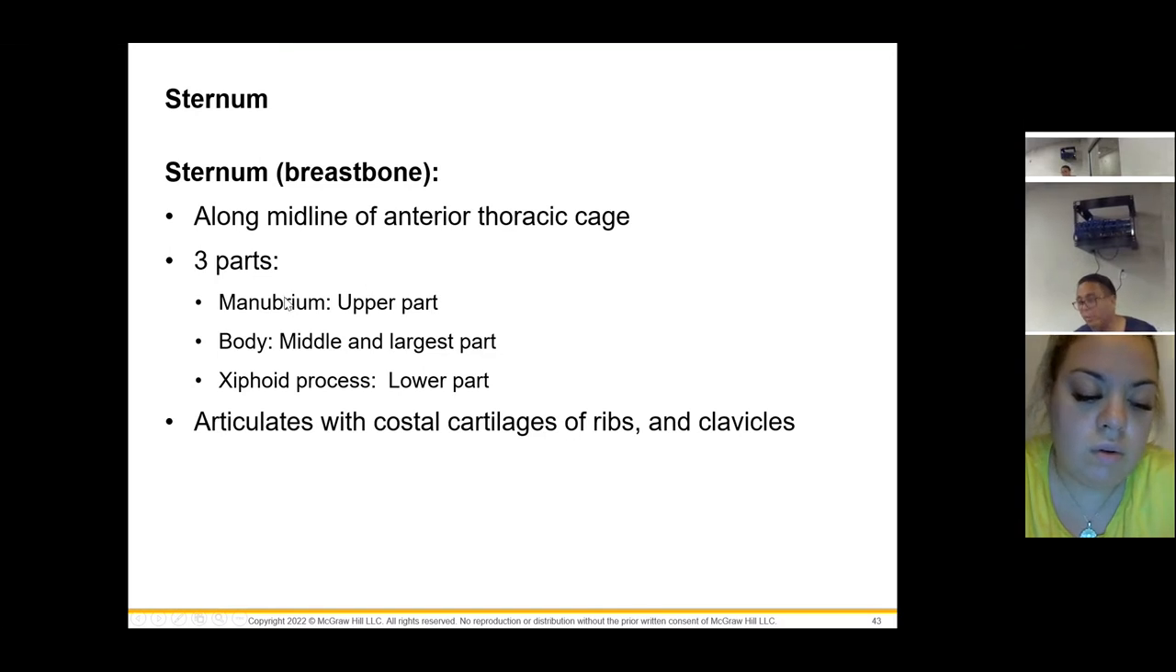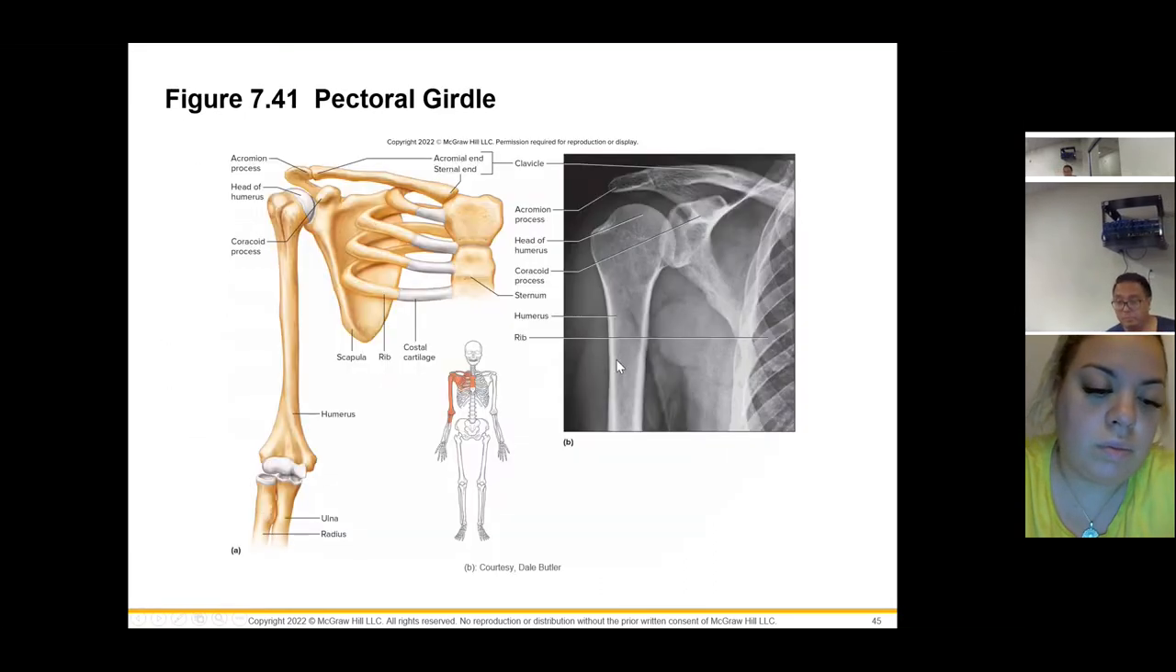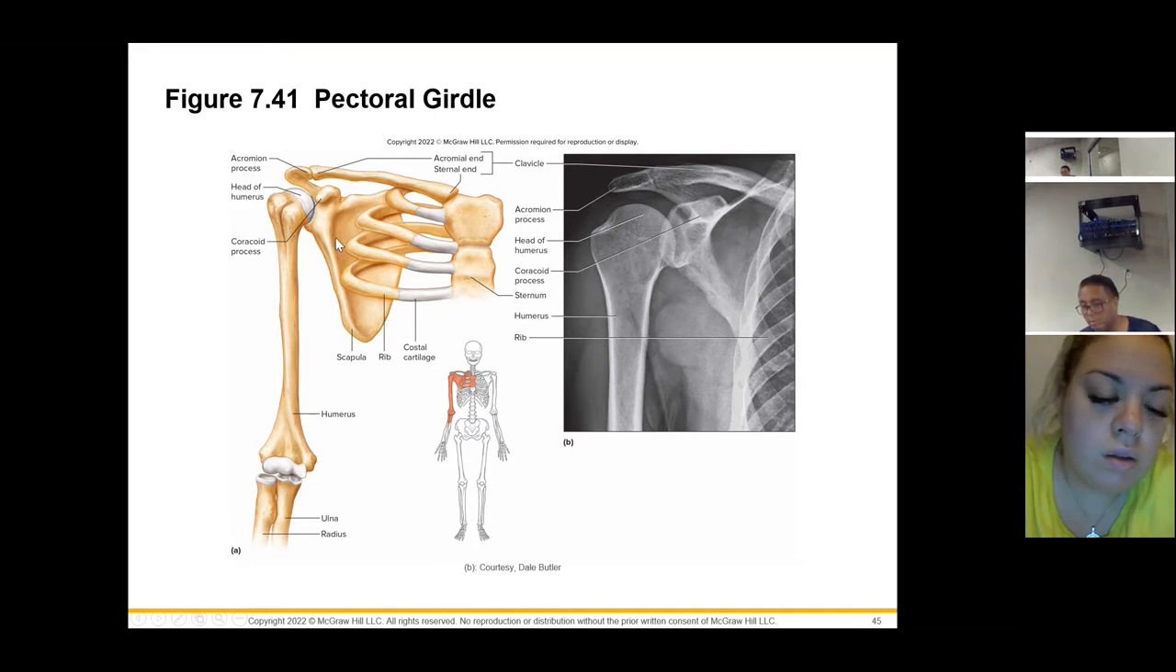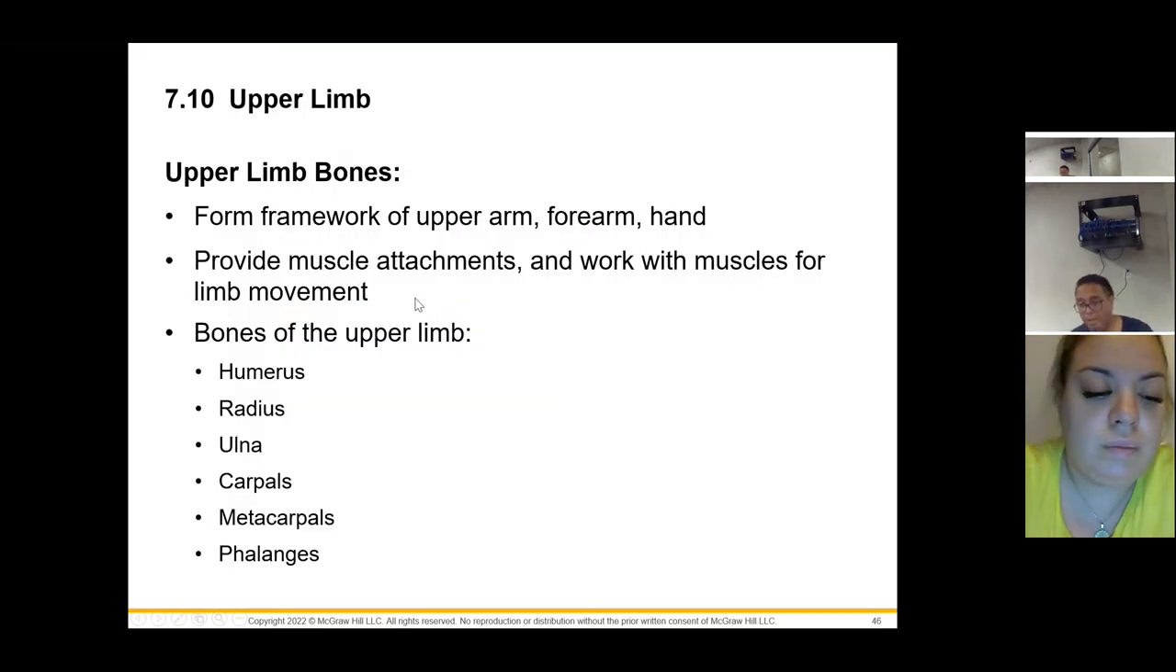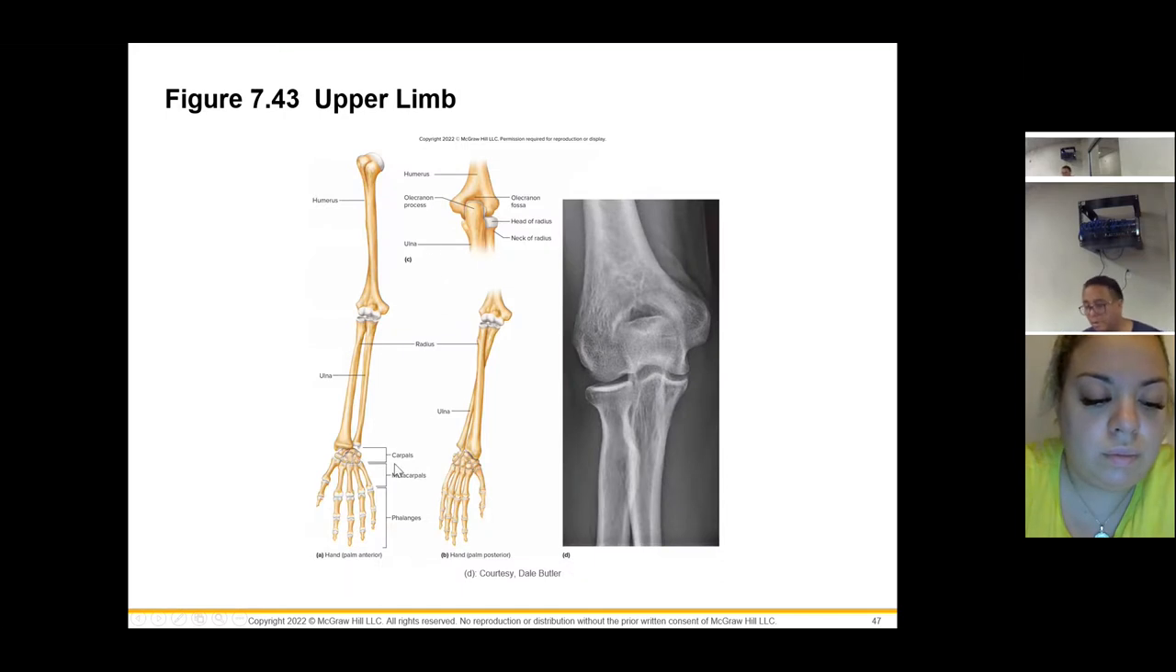Sternum, breastbone, of course, the manubrium. I think of it like a tie. The winter knot is the manubrium sterni, then you have the body, and then the xiphoid process at the bottom. We already know this guy, right? What's this? Clavicle. This, scapula. This, funny bone. Upper limb, we know this, we know that. Oh, what's this?